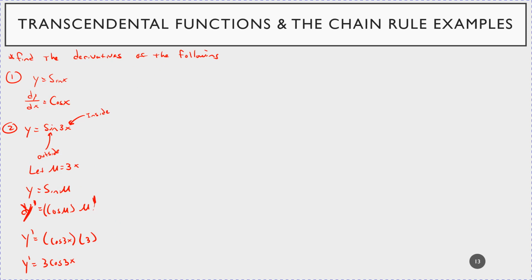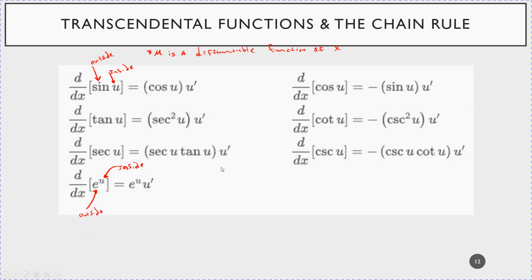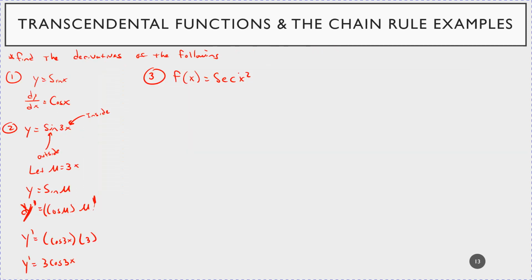Let's try this one, and I'm going to do it without the u substitution. I'm just going to say derivative of the outside times derivative of the inside. Let's look at the derivative for f of x equal to secant of x squared. What is my u here? Very important, I'll do a trigonometric function squared in a second, but my inside here is just x squared. That's my u, and secant is my outside.